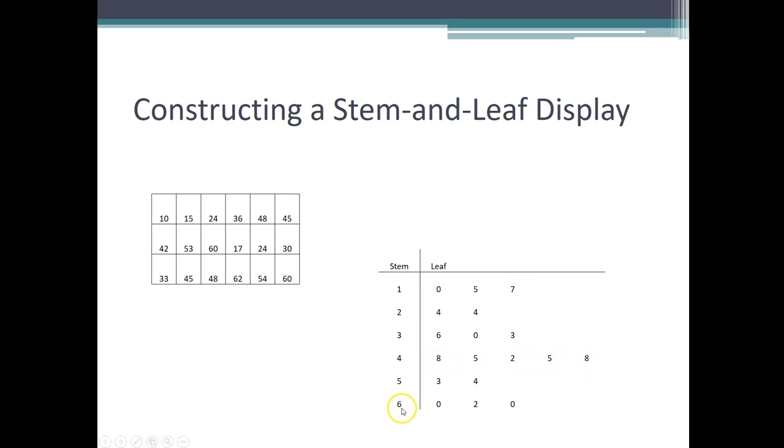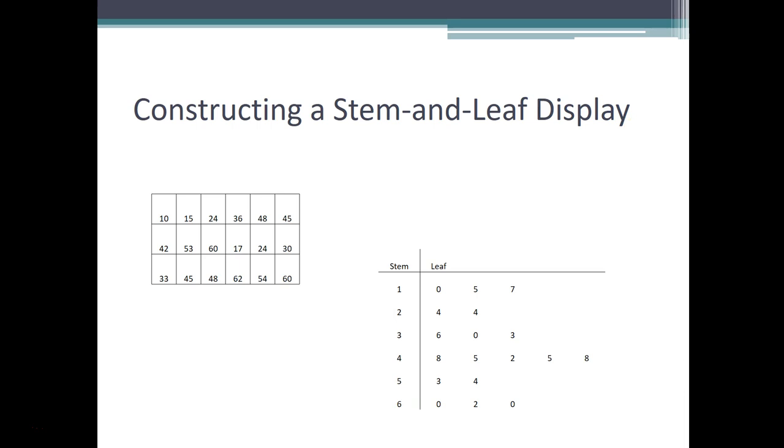So like down here, this represents 60, 62, and another 60. So if the same number repeats, you're still going to put it in there. So like notice there's 2 zeros for 2 60s here. The leaves do not have to be in numerical order, but if you want to put them in numerical order, you can. Usually the stems, though, are in numerical order.